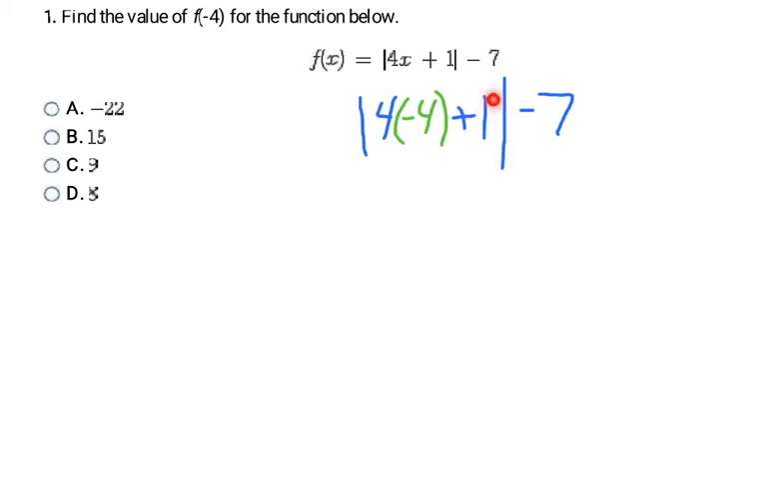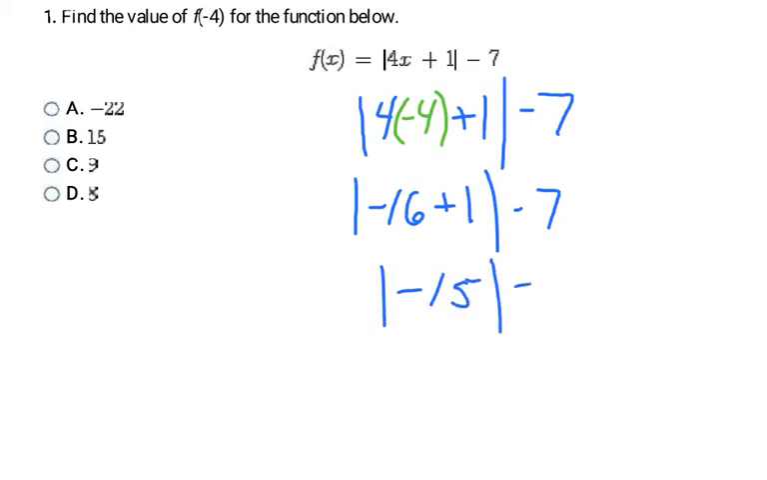I'm going to do parentheses first. Absolute value brackets count as a type of parenthesis, so I'm going to do what's in here first. I do multiplication before addition, so I'm going to have negative 16 plus 1. Negative 16 plus 1 is negative 15. And then I'm going to take the absolute value of negative 15, which is 15. And 15 minus 7 is my last step, which is 8, which is going to be letter D.